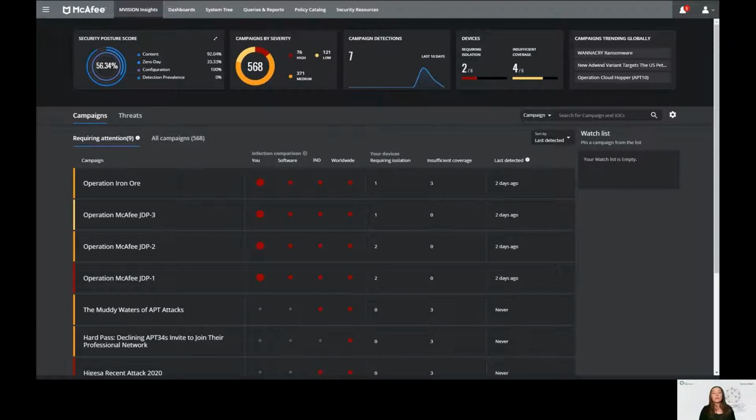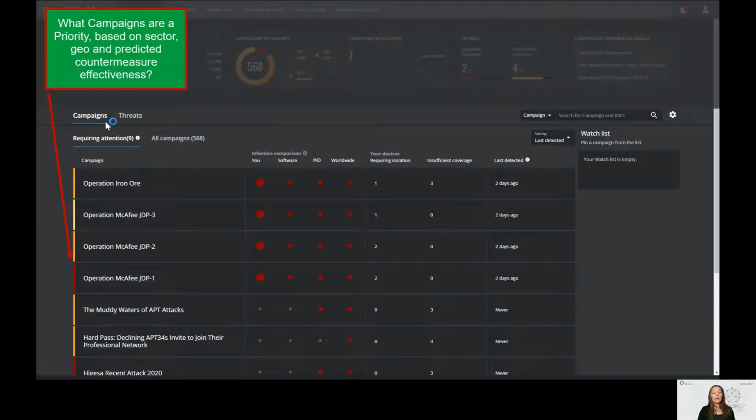The analyst also sees that McAfee is currently tracking 568 campaigns of differing severities, and that there have been associated detections in our environment to those campaigns, as well as some devices that require isolation, and even further, others that McAfee is flagging have insufficient coverage. Most importantly, out of those 568 campaigns, McAfee is proactively advising my security analyst that there are 9 that require our attention. As I can see, these different campaigns are prioritized.